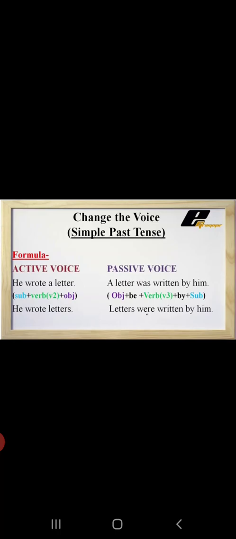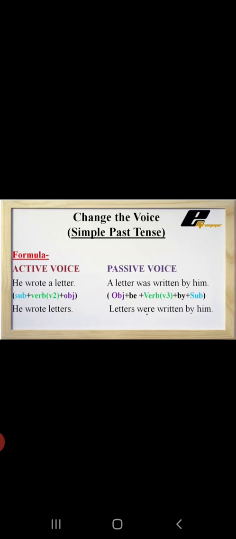All right, so now the next example: he wrote letters. Now in this sentence he is the subject and letters are the object. So very first we will interchange the position of subject and object. So see, letters and then by him. The third form of the verb wrote is written, that we also have written. Now we will use the helping verb according to the subject number. As you can see, letters here is plural, so that's why we have used here were. Letters were written by him.